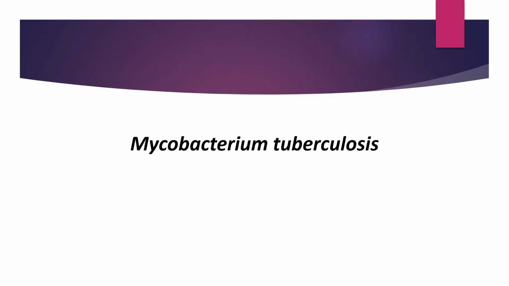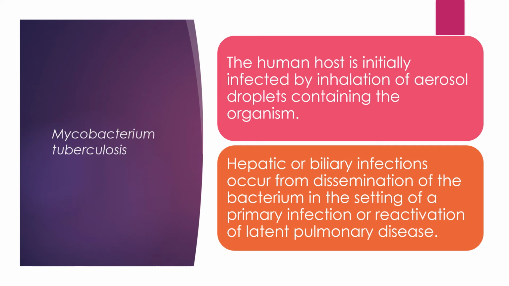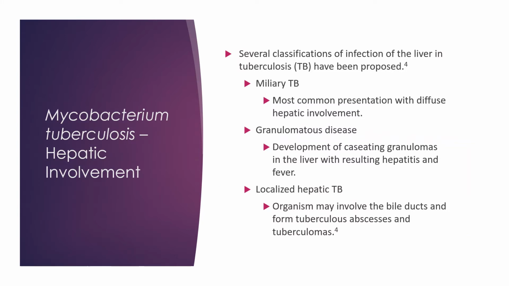So the first one I'll get into is TB. As we all know, tuberculosis initially develops in the host when the causative organism, Mycobacterium tuberculosis, is inhaled in aerosol droplets. And hepatic and biliary involvement results when there is dissemination in the context of primary infection, or if you have reactivation of latent disease in the patient, for example, when they undergo immunosuppressive therapy.